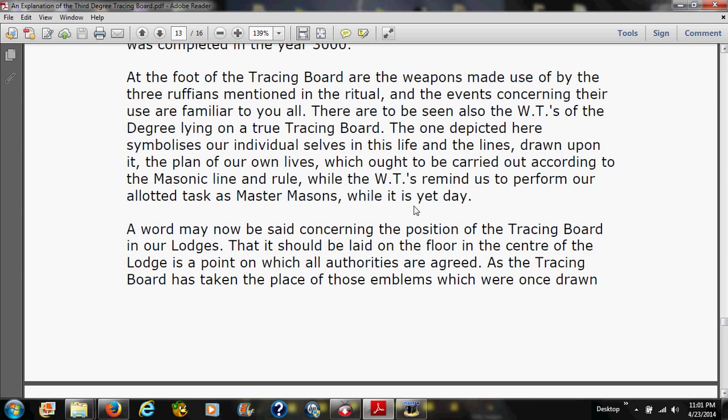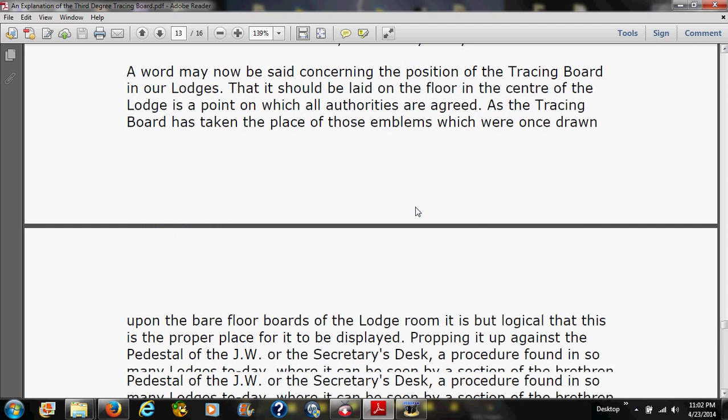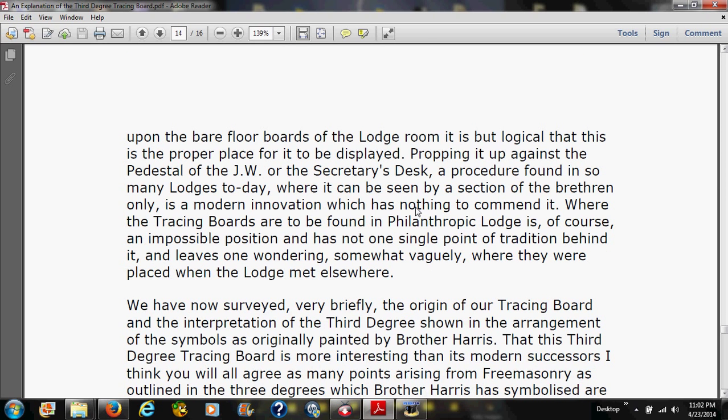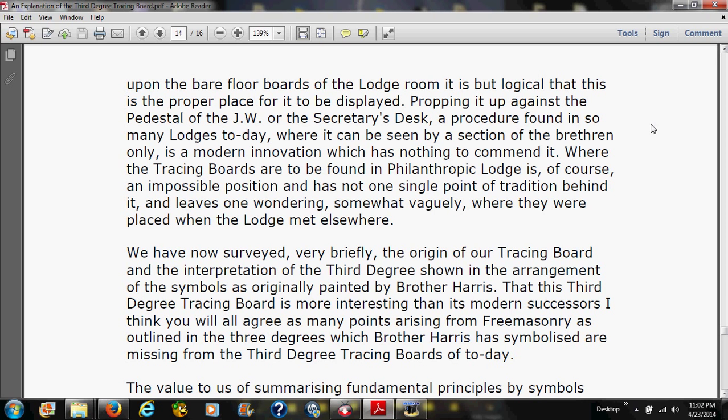A word may now be said concerning the position of the tracing board in our lodges. That it should be laid on the floor in the center of the lodge is a point on which all authorities are agreed, as the tracing board has taken the place of those emblems which were once drawn upon the bare floor boards of the lodge room. It is but logical that this is the proper place for it to be displayed. Propping it up against the pedestal of the JW or the secretary's desk, a procedure found in so many lodges today, where it can be seen by a section of the brethren only, is a modern innovation which has nothing to commend.